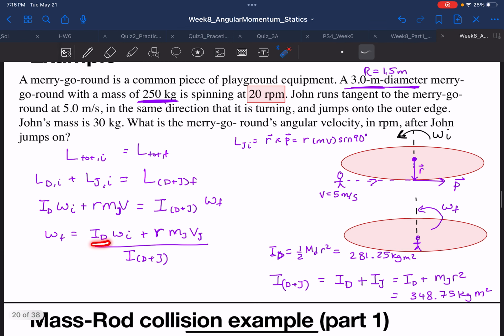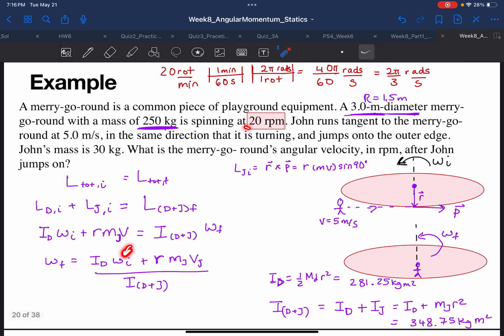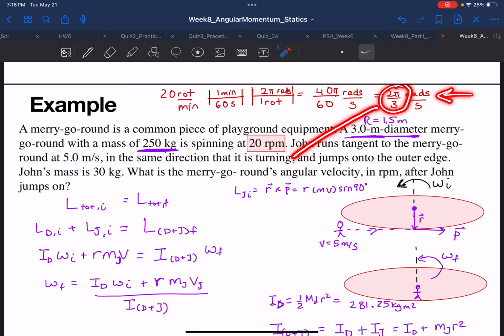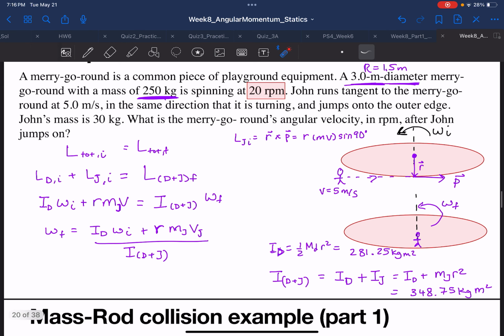For I of the disk, we're going to plug in 281.25. For omega initial, it's given to us in rotations per minute. I've shown the workup here to figure out what it is in radians per second, so that's 2 pi over 3. So for omega initial, I plug in 2 pi over 3. For this r, I'm plugging in basically the radius of the merry-go-round, which is 1.5 meters. Mass of John is given to us as 30 kilograms. Velocity of John is given to us as 5 meters per second. And finally, I of the disk plus John, we calculated here as 348.75.